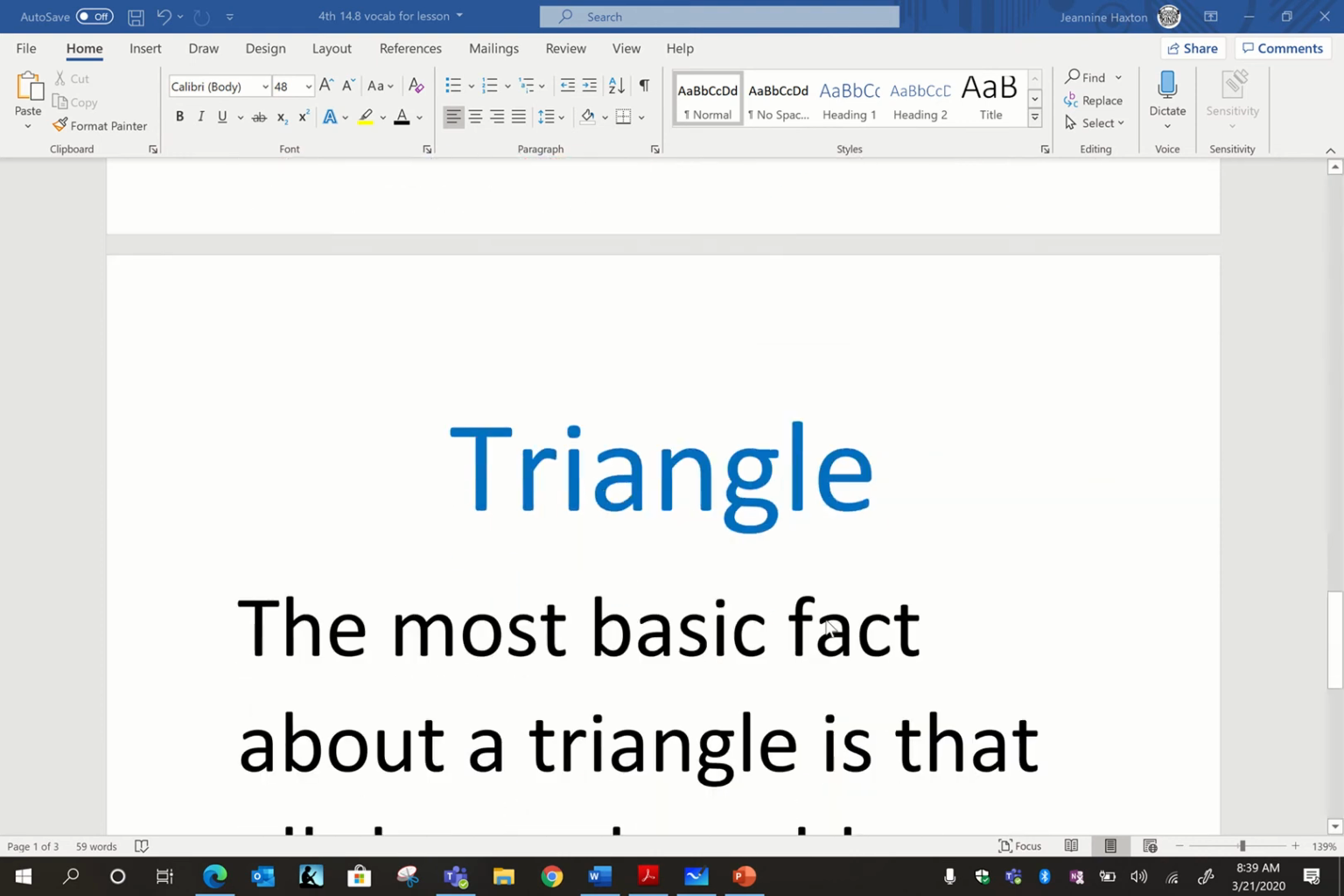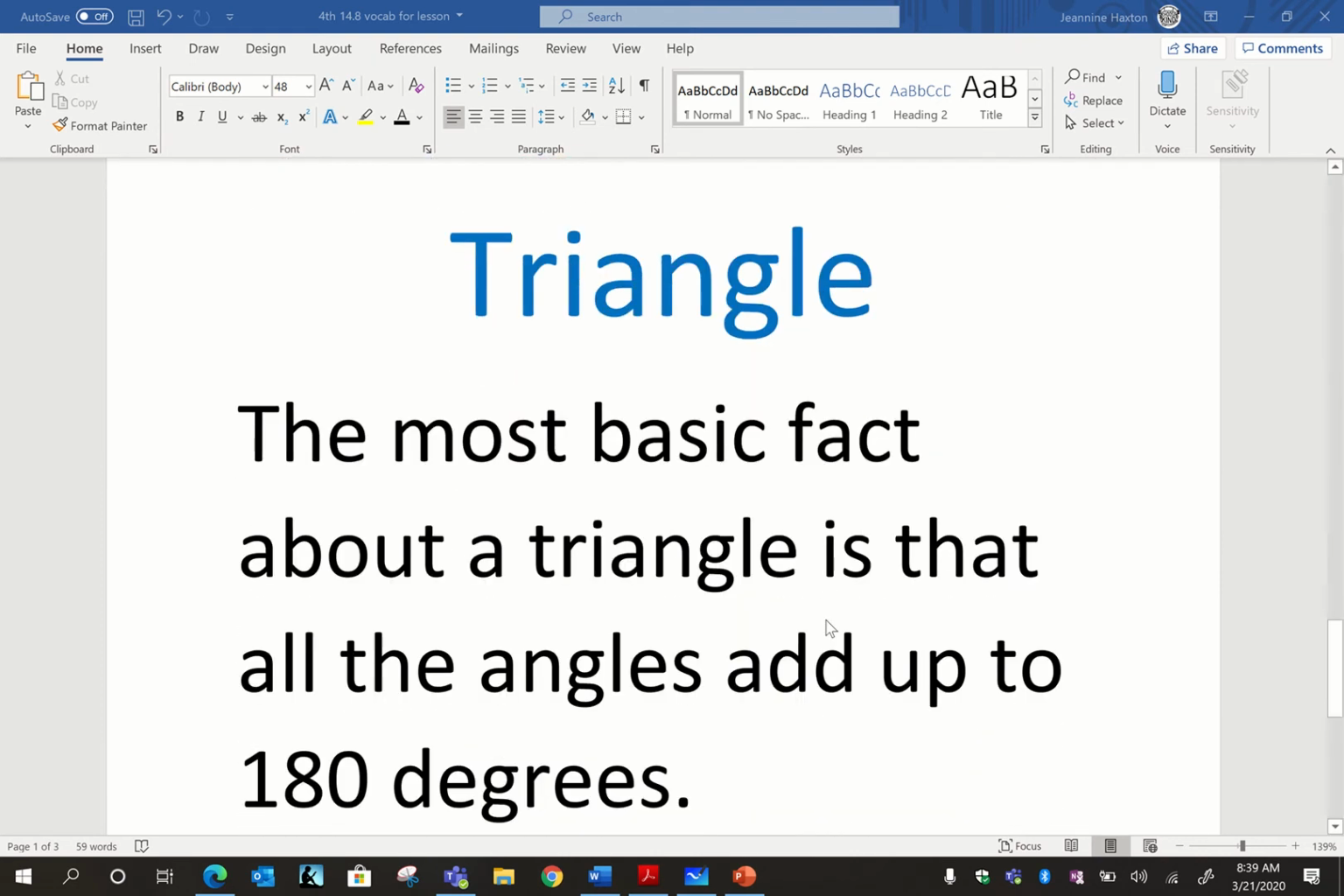And the thing that we want to think about with triangles is the most basic fact about a triangle is that all the angles add up to 180 degrees. Like a circle is 360, a triangle is half of that, so it's 180 degrees.